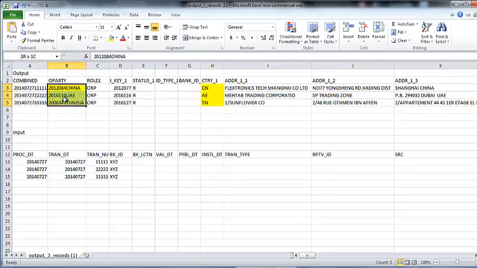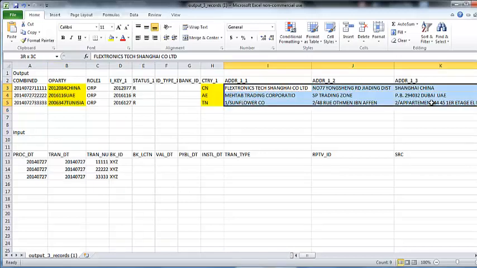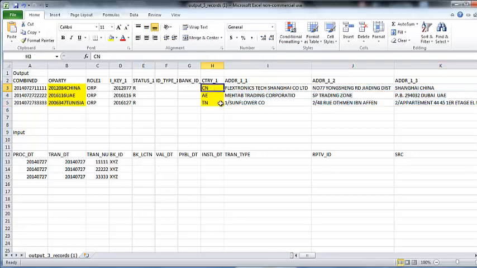This is the ordering party, which has been derived from these addresses. The ordering party is a combination of a unique key generated by this name and the country it belongs to. So you can see the first party is in China, the second party is in United Arab Emirates, and the third party is in Tunisia.